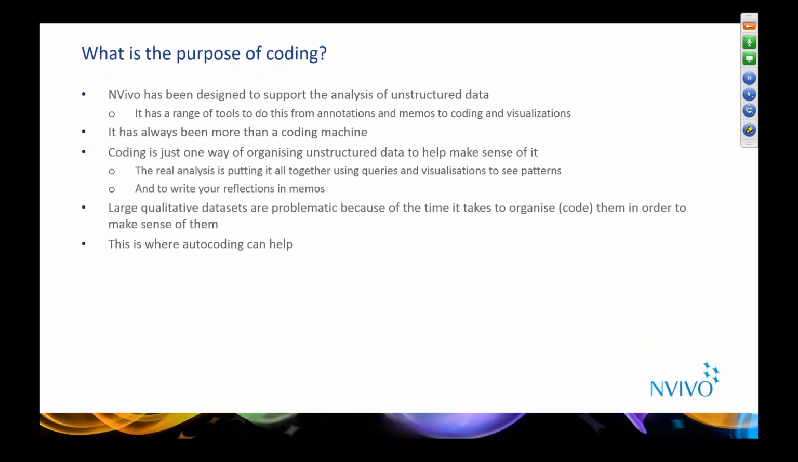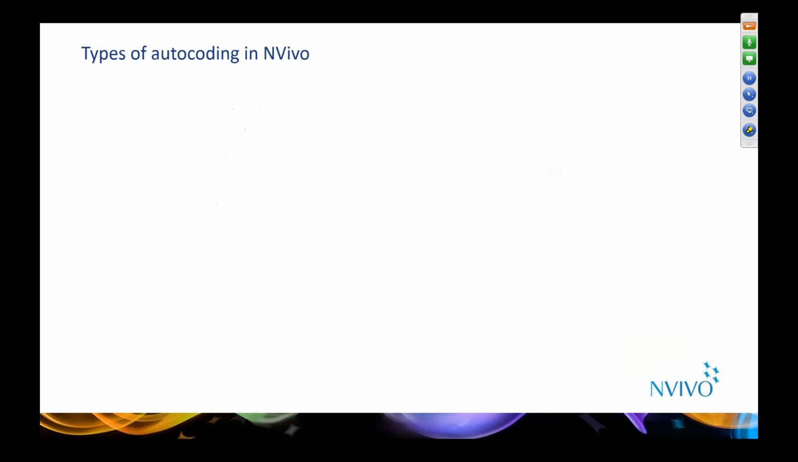In fact, the way I view coding is just as one way of organizing unstructured data to help you make sense of it. And I find that the real analysis is putting it all together, when you're using queries and visualizations to see patterns and to write up your reflections in memos. However, large qualitative data sets are a problem because of the time it takes to organize the material in order to make sense of it. And that's where autocoding can help. NVivo has for a long time had some automatic coding features.